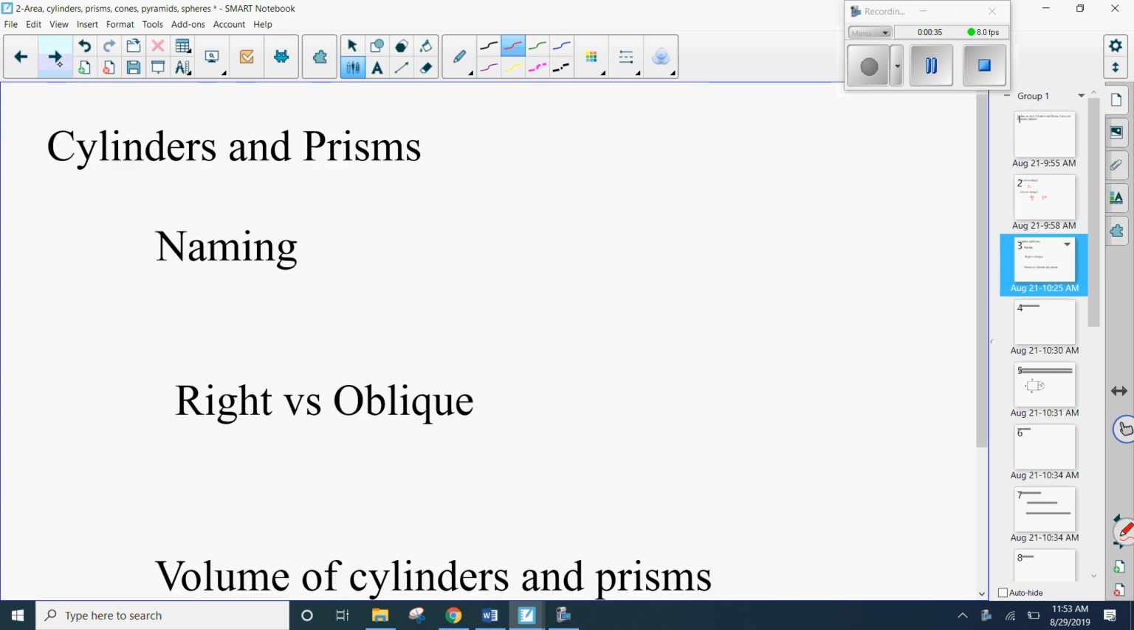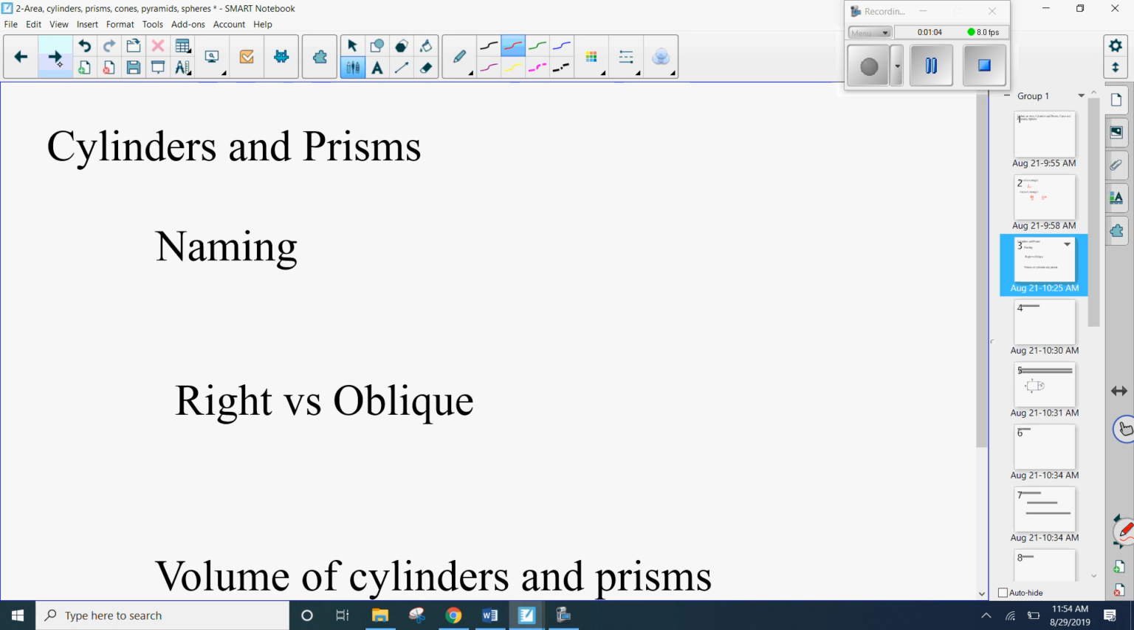Cylinders and prisms. What's the difference between cylinders and prisms? They're all straight lines, which means polygons. And what about a cylinder then? Cylinders have a curved segment. Usually when we think of cylinders, a lot of people want to say that a cylinder is a tube.